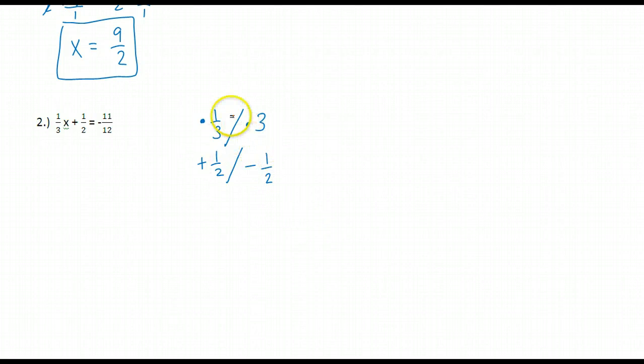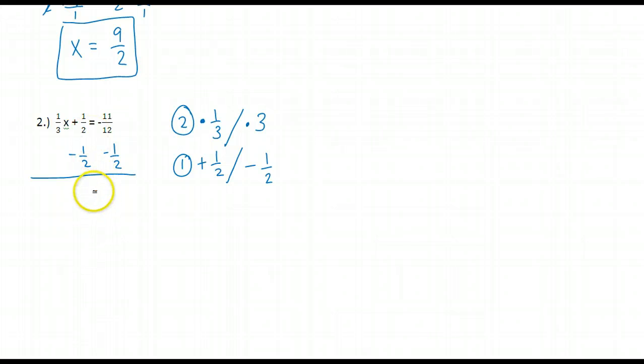Now I need to undo the order of operations. The bottom level is addition and subtraction, so I want to start there, followed by multiplication and division. So I'm going to start by subtracting 1/2 from both sides of my equation. Drop down my equal sign. 1/2 minus 1/2 becomes 0. These are inverses of each other. And 1/3 x plus 0 is 1/3 x. Anything plus 0 is that anything.